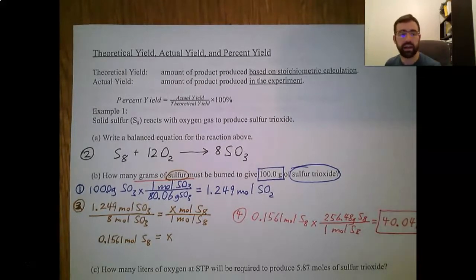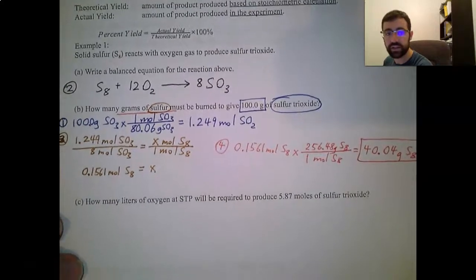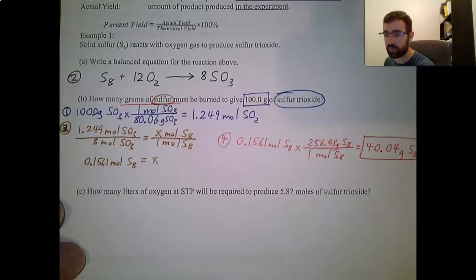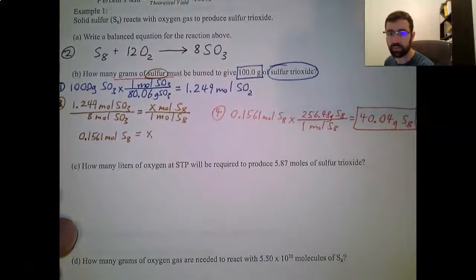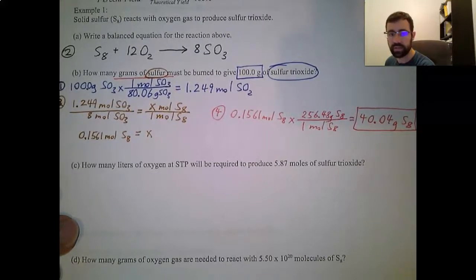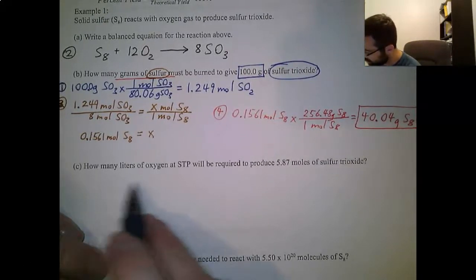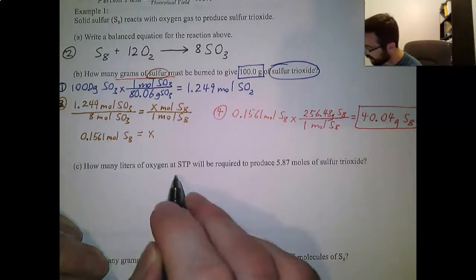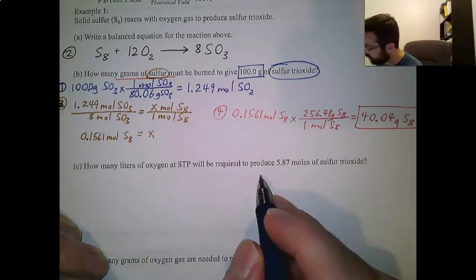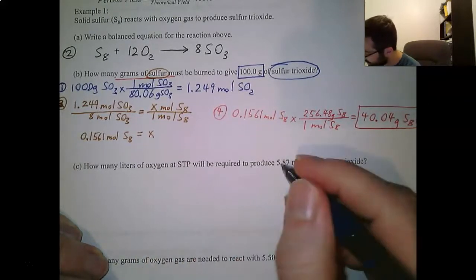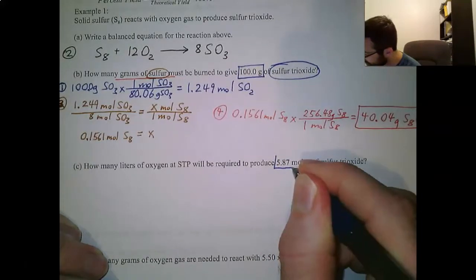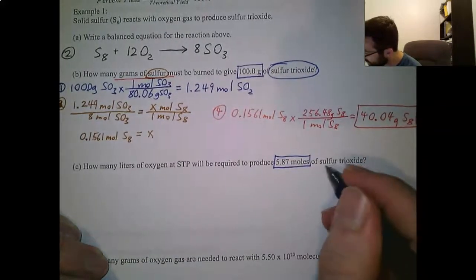That's part A and part B of the problem. All right, now if we go down to the next part, part C, it's asking for something different, but it's still talking about the same problem. So we're going to use the same chemical equation. Part C says, how many liters of oxygen at STP will be required to produce 5.87 moles of sulfur trioxide.